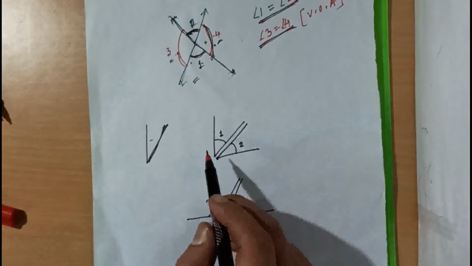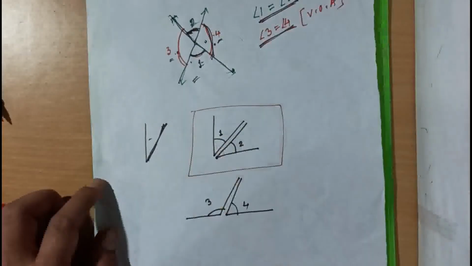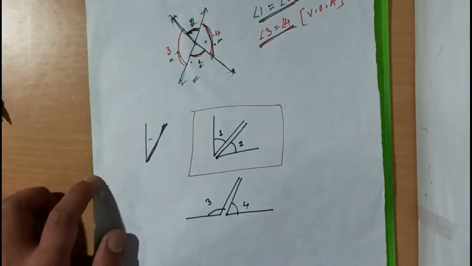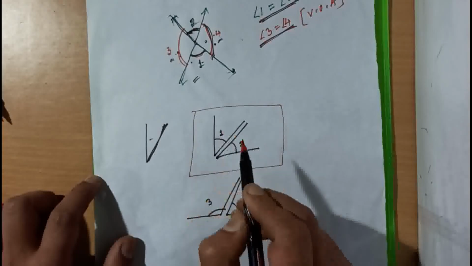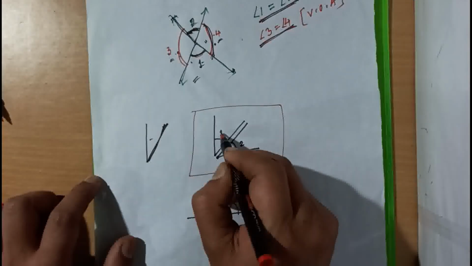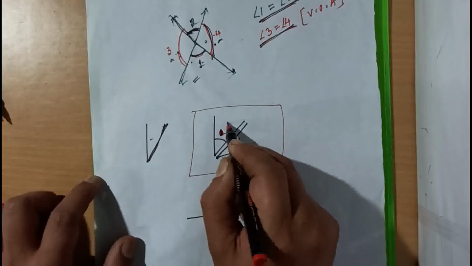Now look at this figure. Look at this figure in the red box. There are two angles. One is angle 1 and one is angle 2. Now these are two different angles, and angle 1 and angle 2 here are not values. I am giving some names. Say, for example, angle A and angle B. This is angle A and this is angle B.